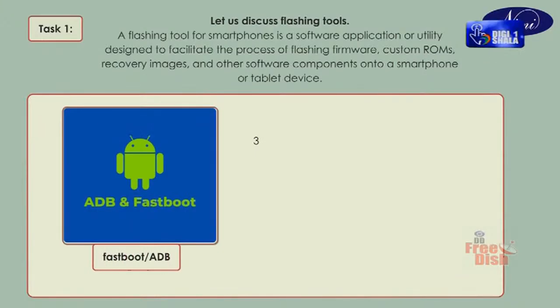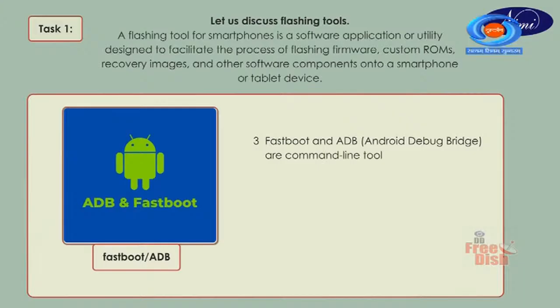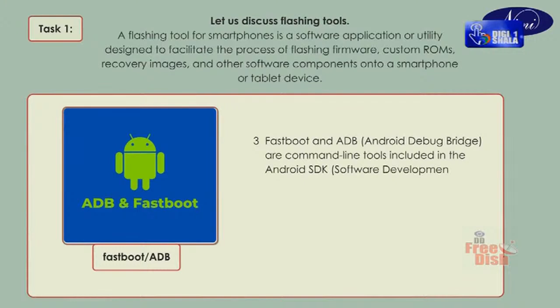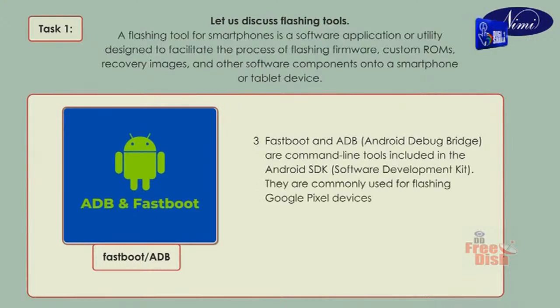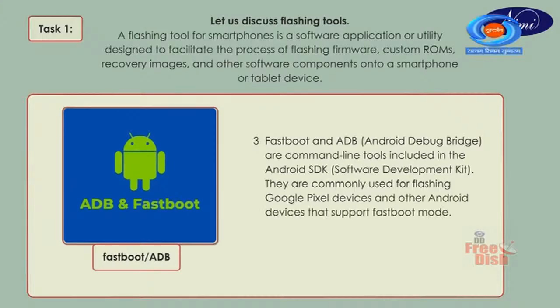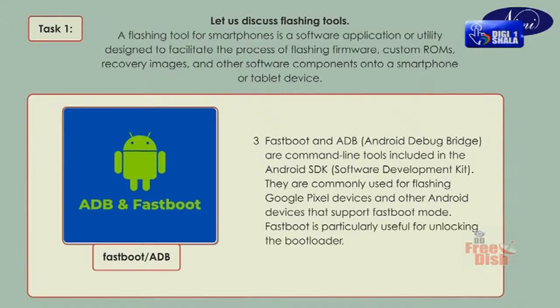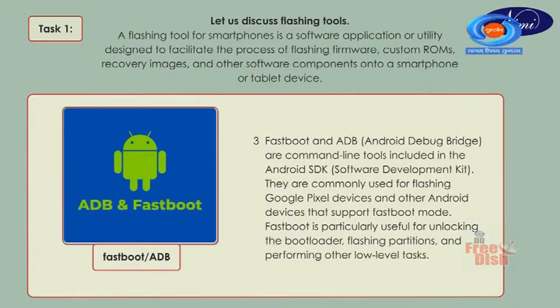Number 3. Fastboot or ADB. Fastboot and ADB, Android Debug Bridge, are command line tools included in the Android SDK, software development kit. They are commonly used for flashing Google Pixel devices and other Android devices that support Fastboot mode. Fastboot is particularly useful for unlocking the bootloader, flashing partitions, and performing other low-level tasks.